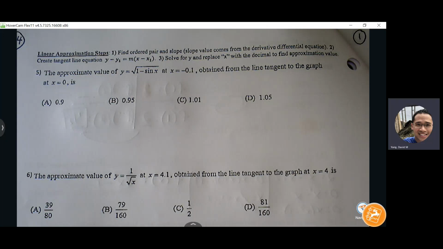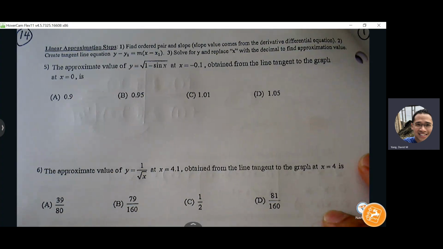So this is the whole idea here. With linear approximation, your main goal is just, can you create that tangent line equation? So you want to find an ordered pair and slope, and the slope comes from the derivative equation. At the beginning, you don't even concern yourself with a decimal value. Just get the ordered pair, get the derivative, get the slope. Build your tangent line equation, and at the very end, that's the easiest part, plug in that decimal. But don't involve that decimal until you get to your tangent line equation.